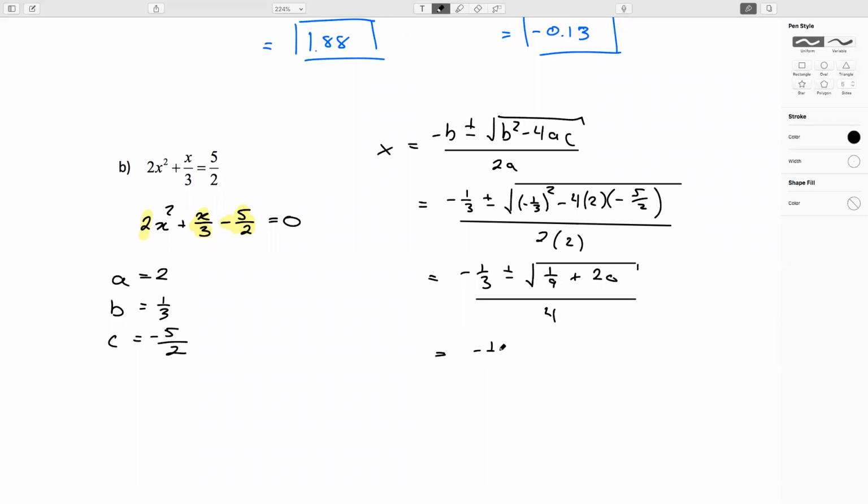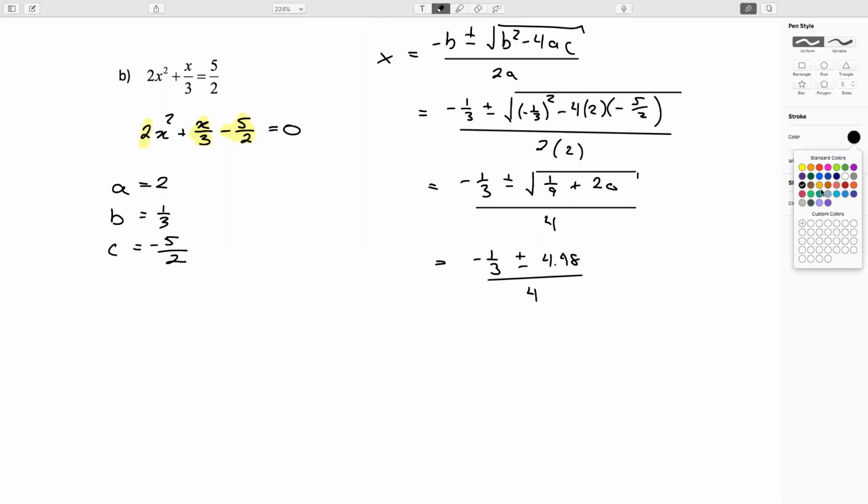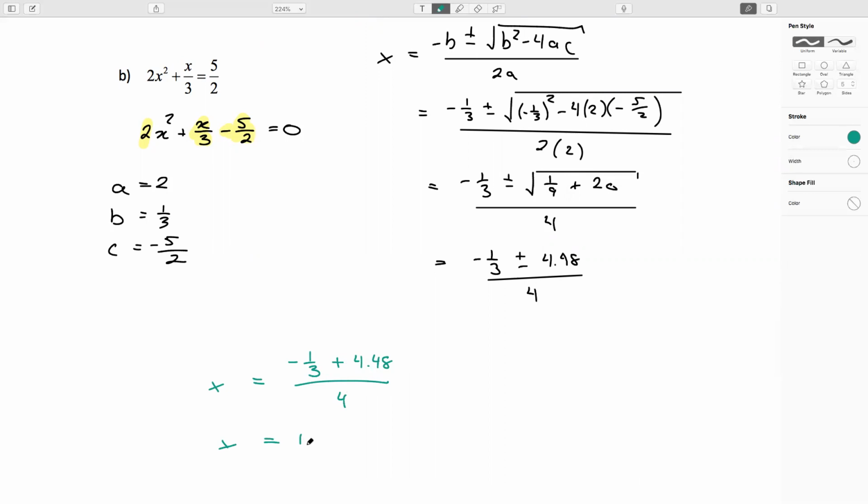So this is negative 1/3 plus or minus 4.48 all over 4. Less fractions makes your life much easier. So we've got to do the adding and the subtracting. Negative 1/3 plus 4.48 all over 4. That gives us 1.03. So x is 1.03 in this case.